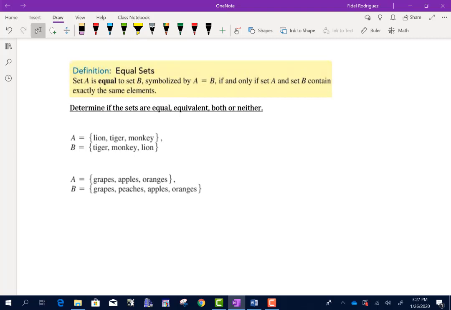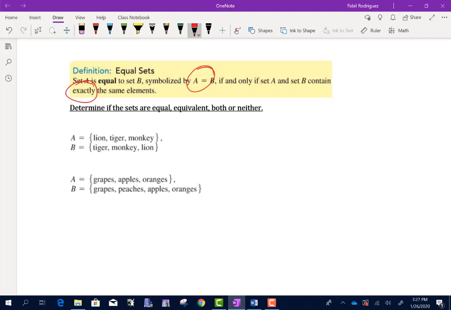Okay, so now let's take a look here. It says equal sets. A set A is equal to set B, symbolized by A equals B, if and only if set A and set B contain exactly the same elements. Okay. So now look what it says. Determine if they're equal, equivalent, both, or neither.